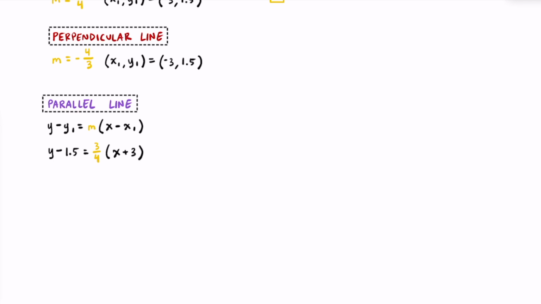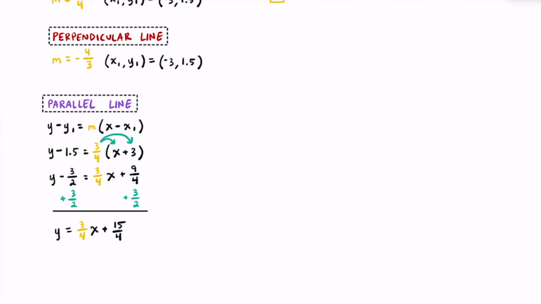Let's just go ahead and practice turning this into slope-intercept form, or that y equals mx plus b form, just in case. If we go ahead and distribute this 3/4 and we also turn this 1.5 as a decimal into a fraction of 3 over 2, we're going to get y minus 3 over 2 is equal to 3/4 times x. And then we have this 3/4 times 3, which is going to just equal this 9 over 4. Next, we can go ahead and add 3/2 to both sides. And when we do that, we're going to get this equation right here, which is the equation of a parallel line to the original equation that goes through that point of negative 3, 1.5.